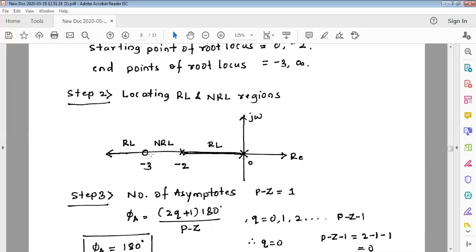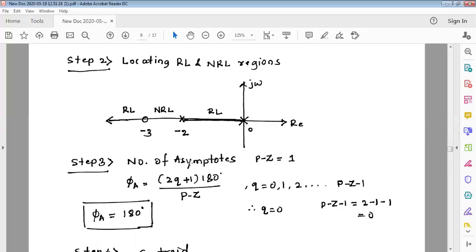Root locus region. Then you stand on this branch and see on the right hand side how many poles and zeros are there. No zeros are there, but two poles are there at 0 and minus 2. So 2 is an even count. So this branch will become the NRL region. Next, you stand on this branch and see on the right hand side how many poles and zeros are there. Total 2 poles and 1 zero are there. So the total 3 is an odd count. So this branch will become the RL region. This is how we need to find the RL and NRL regions.